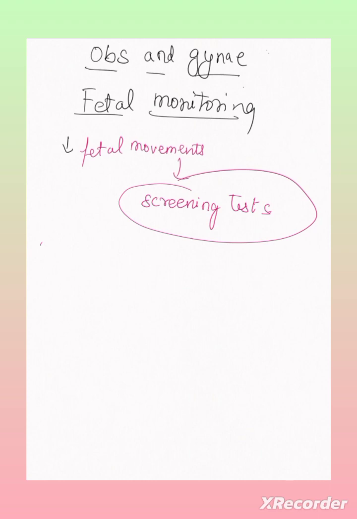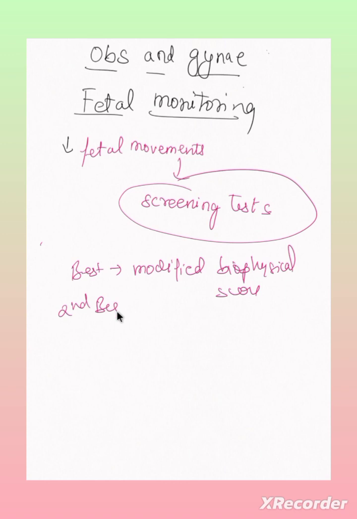And I know that most of you are going to answer that we are going to do a non-stress test, right? But if your option says modified biophysical score, then it is better that you do a modified biophysical score in comparison to an NST. Okay, so the best would be modified biophysical score, and the second best would be non-stress test.